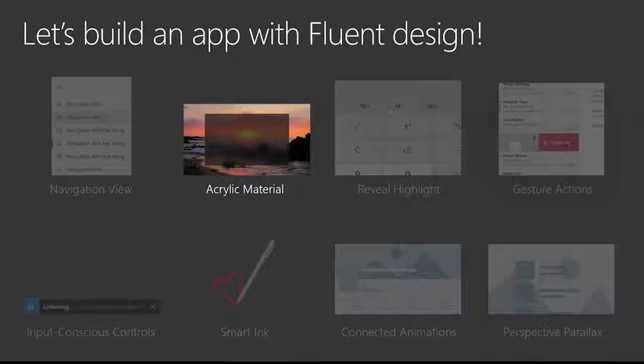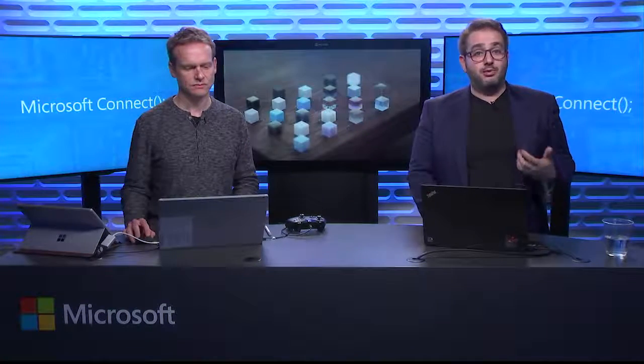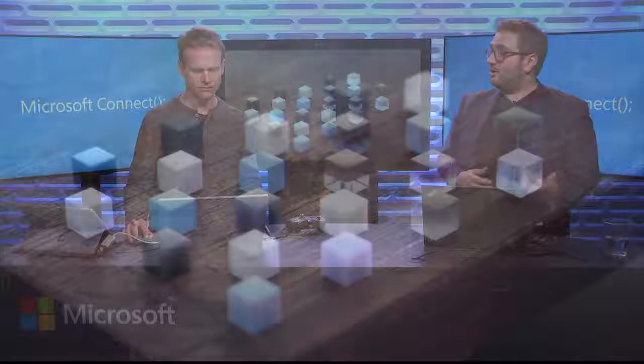One of the other cool new elements in this first wave of Fluent people can take advantage of. To understand acrylic material, it's worth thinking about how we construct our UI today. We use a palette of colors. This is the standard Windows color palette. Apps today typically just use colors to build up their UI. And with Fluent, one of the things we're introducing is the idea of using materials as a fundamental visual building block to create your UI in addition to colors.